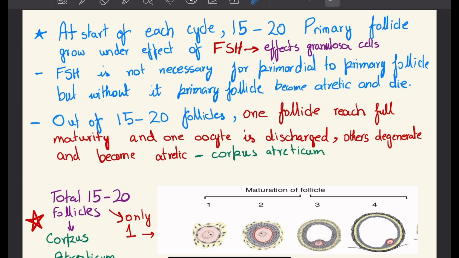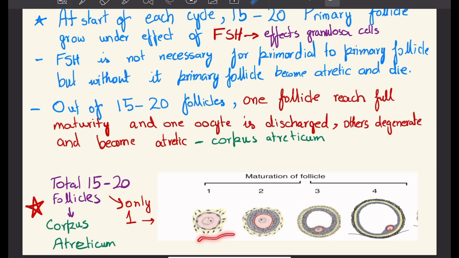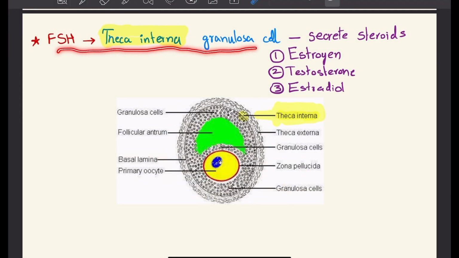To check the full details, you can watch the video above, in which I have discussed in detail about the primordial to primary follicle formation, then Graafian follicle. Out of 15 to 20 follicles, one follicle reaches full maturity and one oocyte is discharged. Others degenerate and become atretic. They are called corpus atreticum. So here is the one follicle that reaches the maturity. FSH also affects the theca interna, that is granulosa cell, and it secretes steroids, and these are estrogen, testosterone, and estradiol. These are theca interna cells in the inner layer.